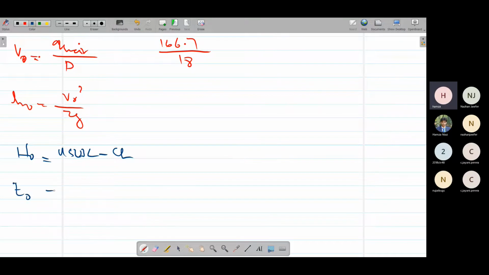After calculating this H naught and small h naught, why are we doing this? Because we want to find the specific energy above the weir crest, that is small h naught plus capital H naught. So we can calculate this as E naught.